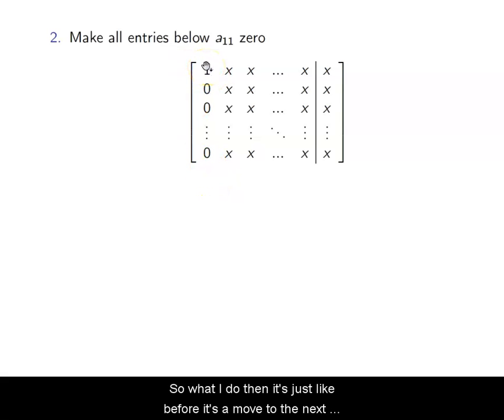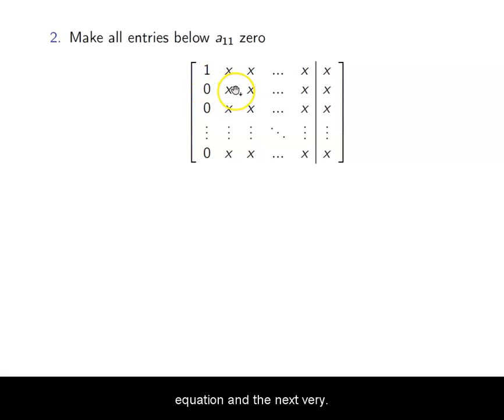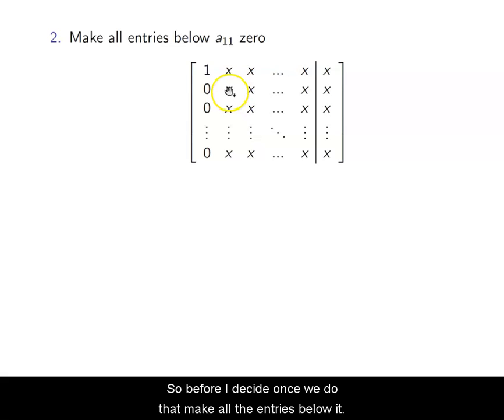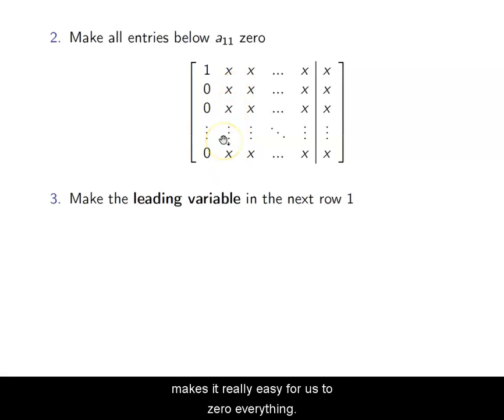So what I do then, just like before, is move to the next equation and the next variable. Before I said, once we do that, make all the entries below it 0, but we actually want to make this 1 first because it makes it really easy for us to zero everything out, okay? So we call this a leading variable, right? It's the first non-zero entry.